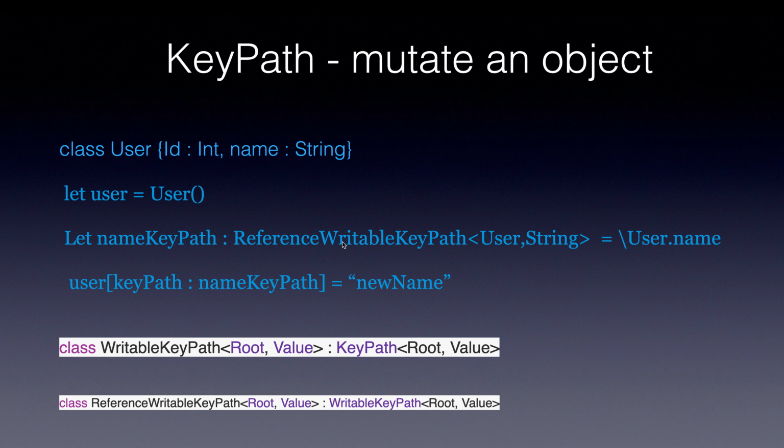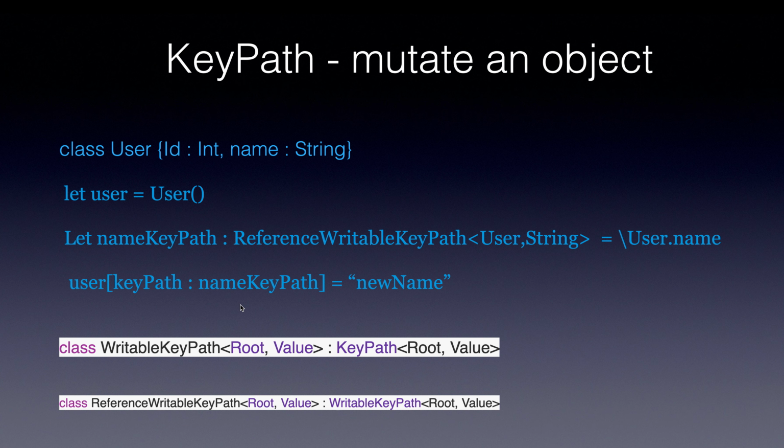If it is not a writable key path, the compile time gives an error. So to conclude, keep in mind that there is a writable key path and a reference writable key path in Swift. Structures are value types and classes are reference types.